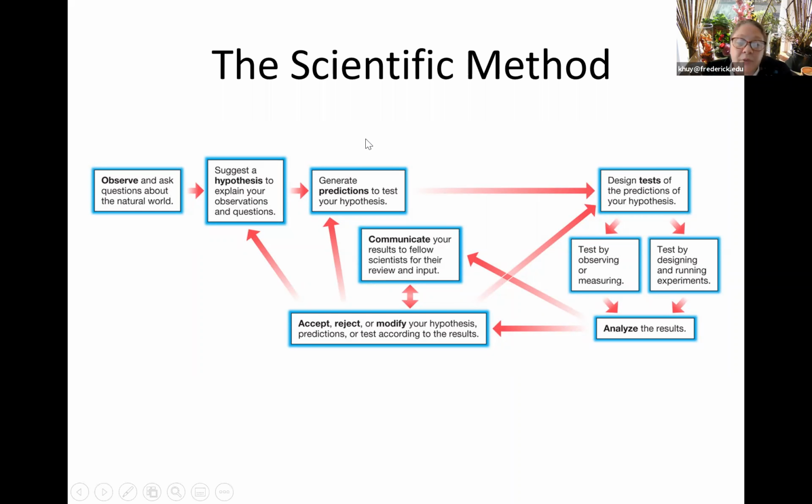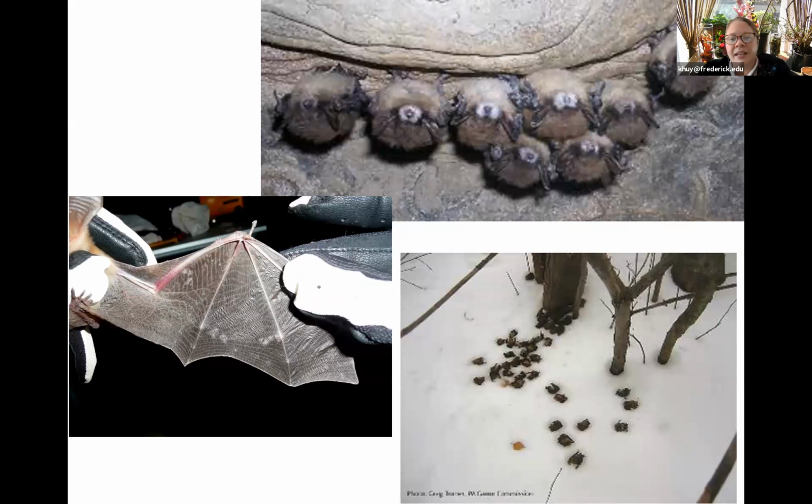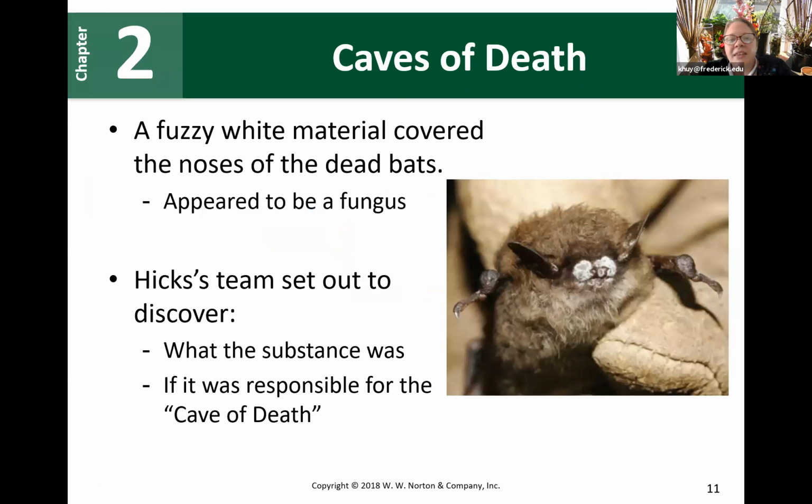So as you're reading chapter 1, I want you to be thinking about where in the process each of those steps are being utilized as they're talking about the story of the bat. Okay. All right. So here we have our white-nosed bats. And what that is, a fungus that is on top of their nose.